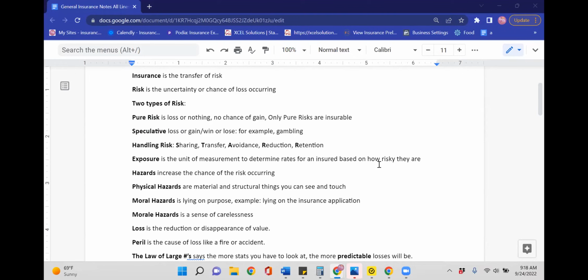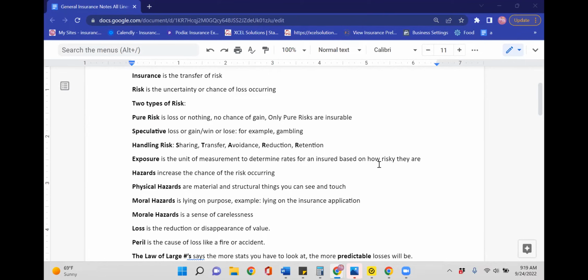Okay. So in summary, insurance is the transfer of risk. Risk is the uncertainty or chance of loss occurring. There are two types of risk. A pure risk is loss or nothing, no chance of gain. Only a pure risk is insurable. And then there is a speculative risk, which is lose or win, loss or gain. That is like gambling, and insurance companies will not insure a speculative risk.